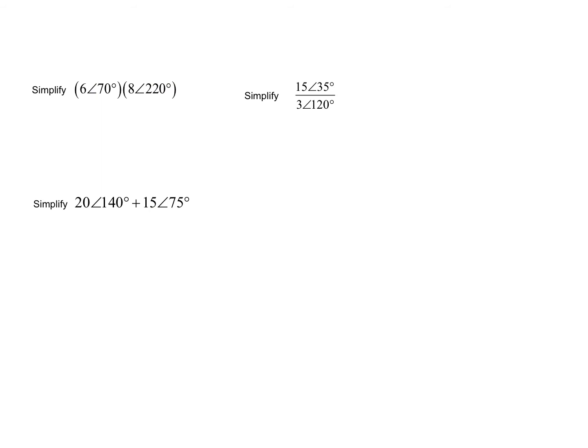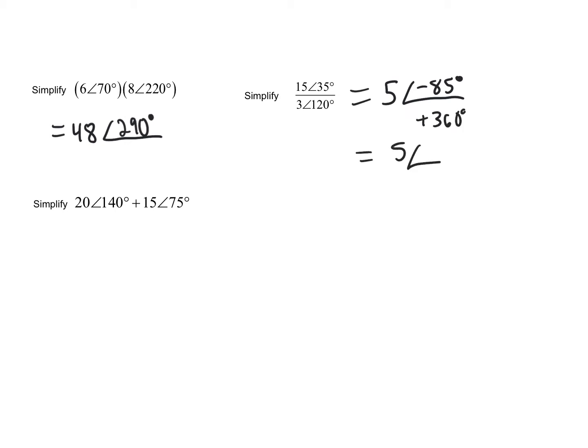All right, let's do some work in polar form. Now, with polar form, when we're multiplying, all we have to do is multiply the two radiuses together. So 6 times 8 equals 48. And then you add the angles together. So 70 plus 220 equals 290 degrees. Division, same idea. 15 over 3 is 5. And then 35 minus 120 degrees is negative 85 degrees. But we don't like the negative angle. We prefer an angle between 0 and 360. So all we have to do is add a full circle to get 5 angle 275 for our answer.